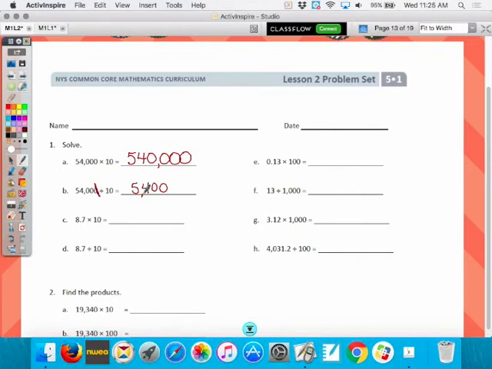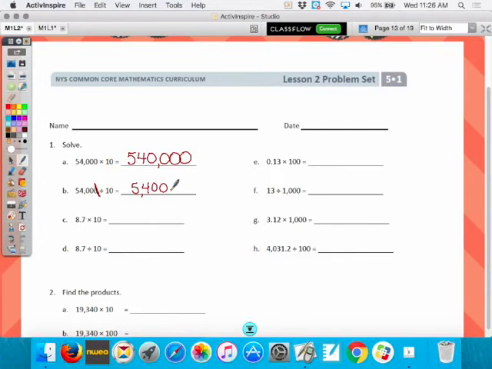All right, how do I say this? 5,400. I like that strategy best. It's the least amount of work for me, okay? So whenever I can use it, I do. All right, let's look at C and D.